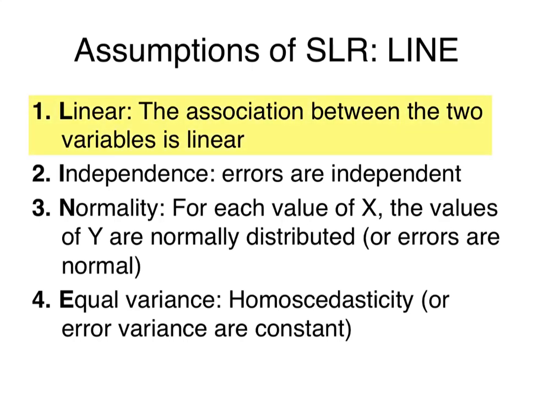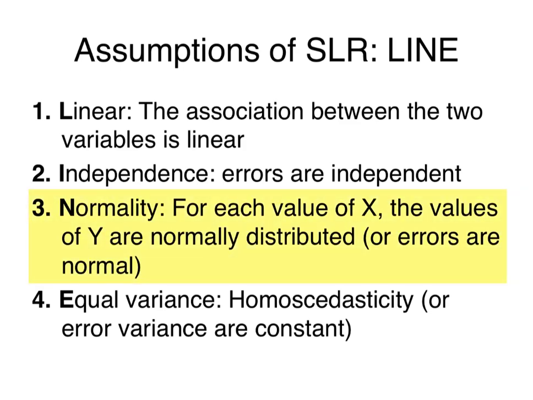The first assumption is linearity. So the association between the two variables is linear, or the mean of y given x is a straight linear function. The second is independence. So the errors are independent, which is equivalent to assuming that the residuals are independent.